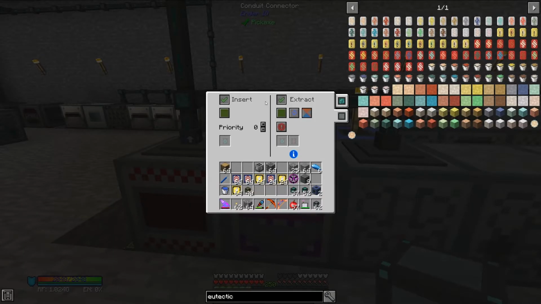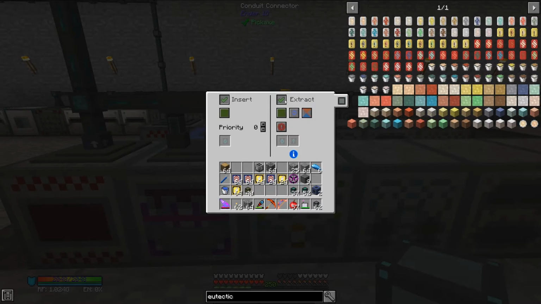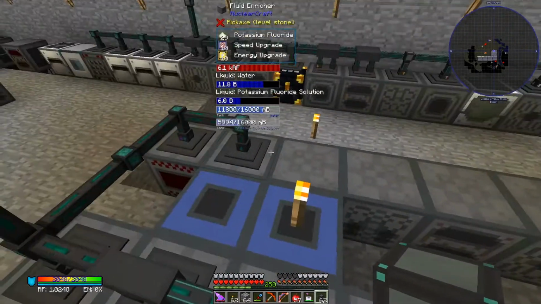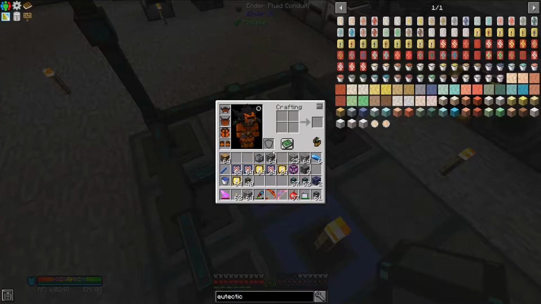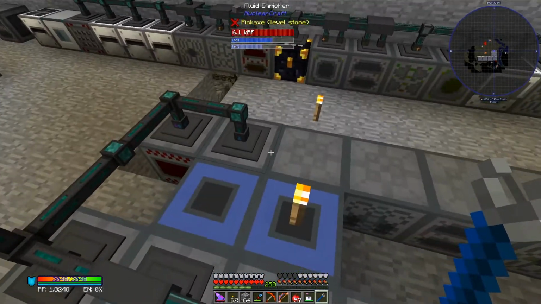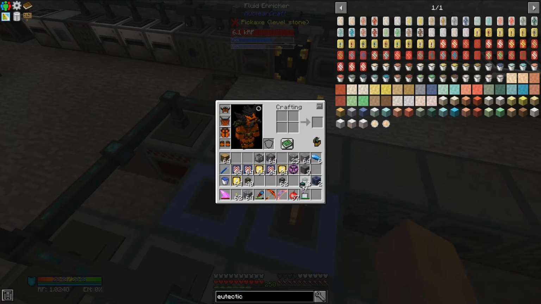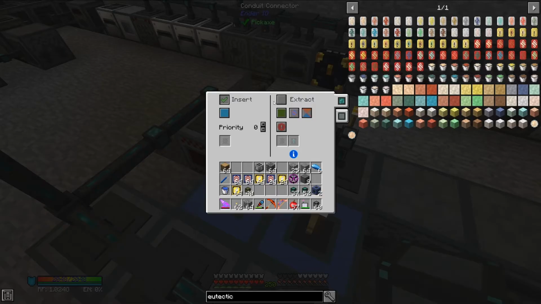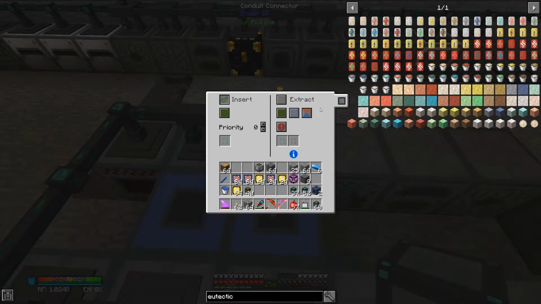So for the fluid conduit, we can do extract on green, and it can be always on. This can be insert on green. And over here, we can actually use the same two colors because these conduits will not be touching. Unless I screwed up and placed a conduit right here, which I did. So let's go ahead and try this again. So this will be extract on green always on, and this will be insert green always on.